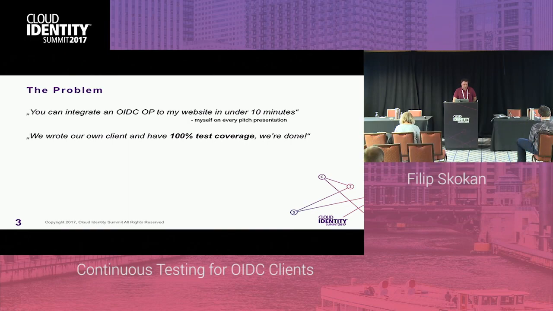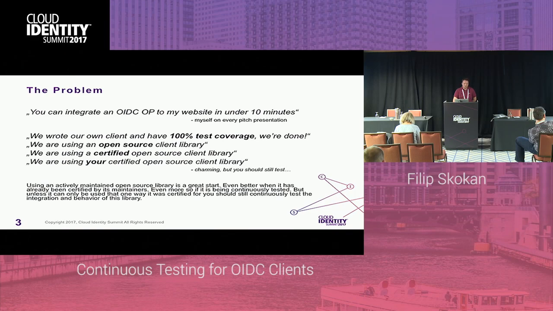Some other responses that I've received to why don't you do behavioral testing are: we have our own client and we have 100% test coverage, so we're done, right? Well, no, not really, because if you're not actually having the behavior assertions inside your code, then your test coverage doesn't tell you anything. You're using an open source client library. Well, that's cool. Even better if it's actively maintained, but it doesn't really tell you much unless you've gone through every single line of it and are sure that every single one of those assertions is tested for. You're using a certified OpenID Connect library. Perfect, but as we'll see later on, it's not really 100% of the job done.